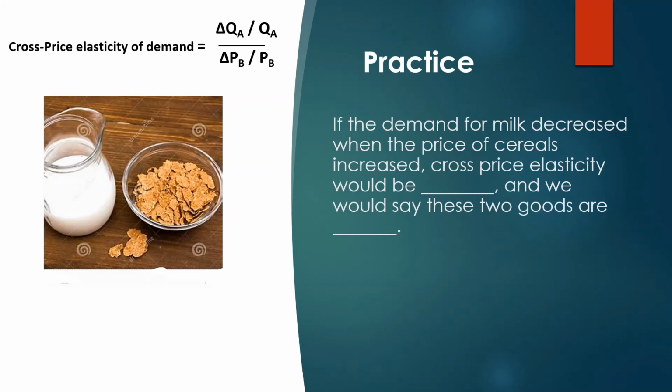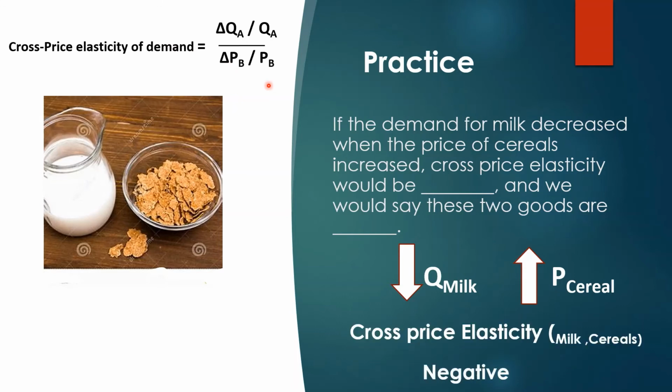Again, consider the example of milk and cereal. If the demand for milk decreases in response to the increase in the price of its related good, which is cereal, then in this case the cross price elasticity is going to be negative. Why? Because the numerator and denominator of the cross price elasticity formula are moving in the opposite direction. The quantity demanded is decreasing with the increase in the price of the cereal.